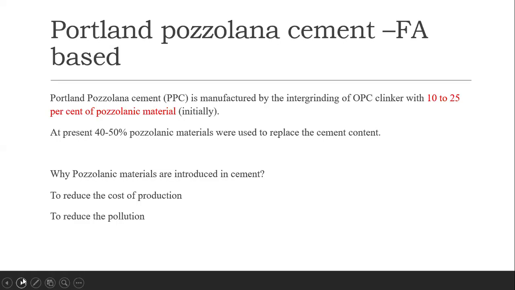And the next type of cement, we call it as Portland Pozzolana cement, where 40 to 50% of the cement will be replaced with the help of pozzolanic material. That is nothing but fly ash.